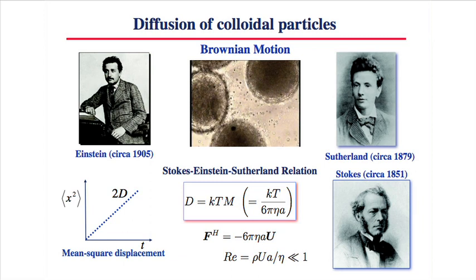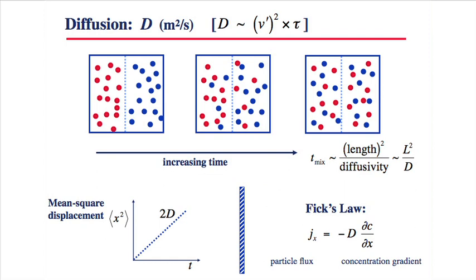Brownian motion gives rise to mixing. So I have two containers, red particles on one side, blue on the other, and let them mix. They'll mix, and the time scale to mix is the length squared divided by the diffusion coefficient. That's sort of a well-known kind of thing.